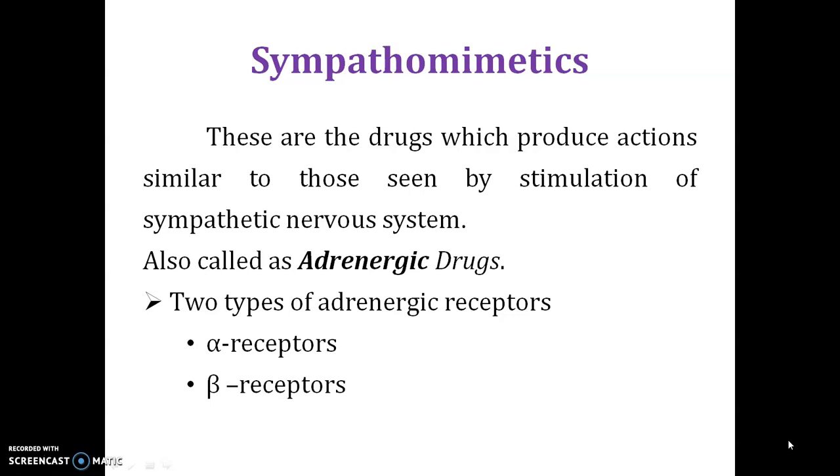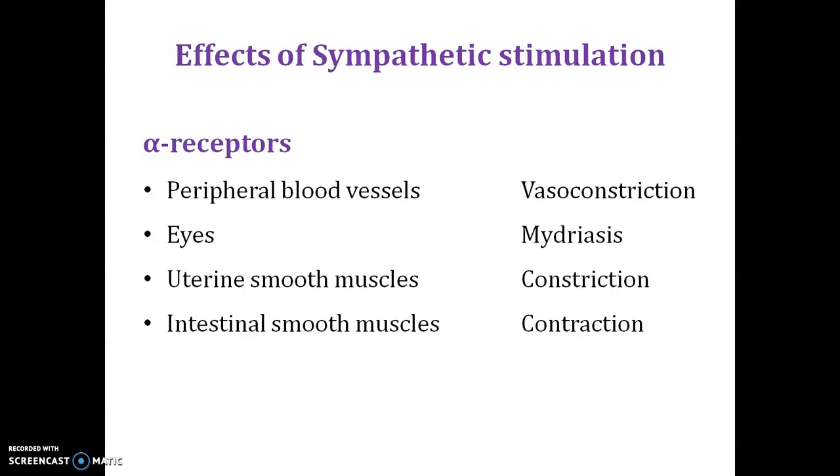After release, noradrenaline or adrenaline combines with adrenergic receptors to produce its action. There are two types of adrenergic receptors. First one is alpha receptors, which are further classified into alpha 1 and alpha 2 receptors. Second one is beta receptors, which are further classified into beta 1 and beta 2 receptors. These receptors are present in various organs of our body.